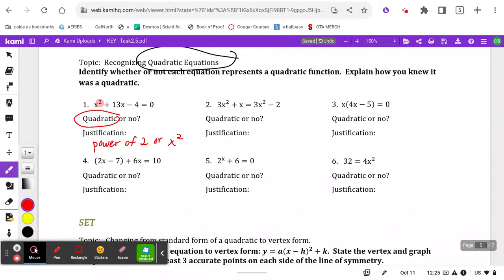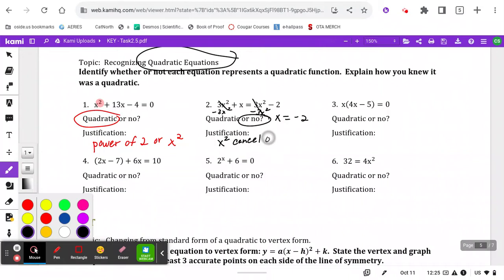Okay, next one, what do you think? The next one's kind of sneaky. If I minus 3x squareds from both sides, those would actually go away, and it just leaves you x. So this one is not quadratic. It's very sneaky. And the justification is because the x squareds cancel out and leave a plain x. So what does that make this? It makes this one linear.